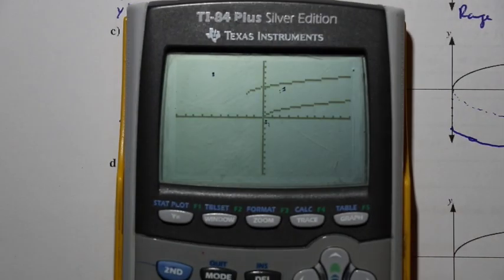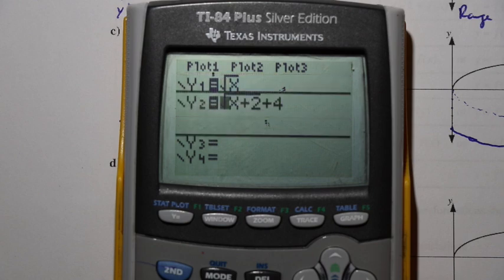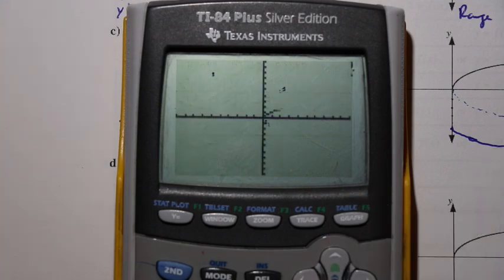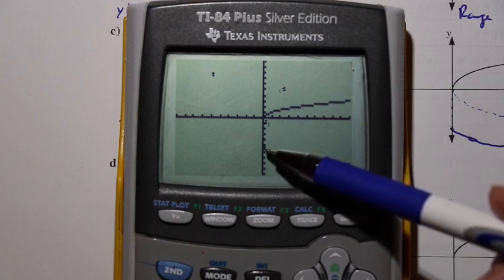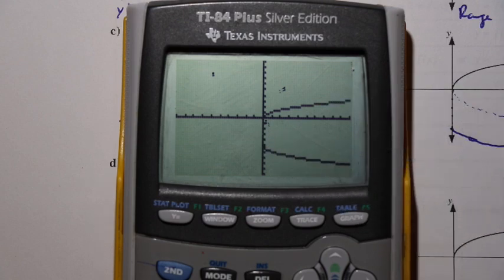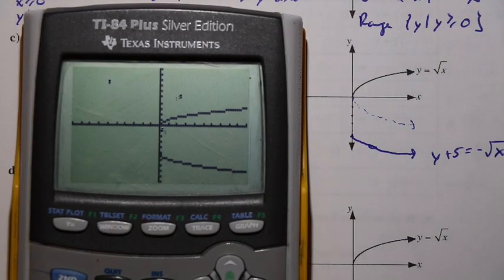Let's verify that on our calculator. We can say, still the original there, square root of x, there's a negative there, and then minus 5. Let's graph that. So the original looks good, and way down here at negative 5, it starts going this way. That is what we see there. Good.